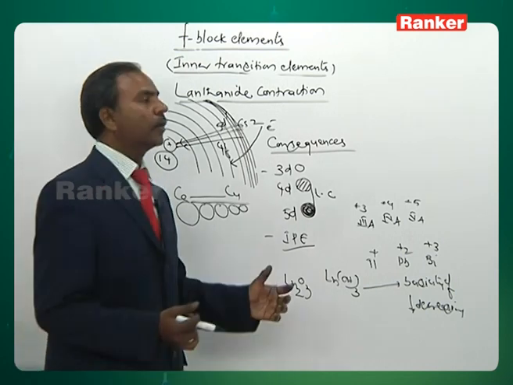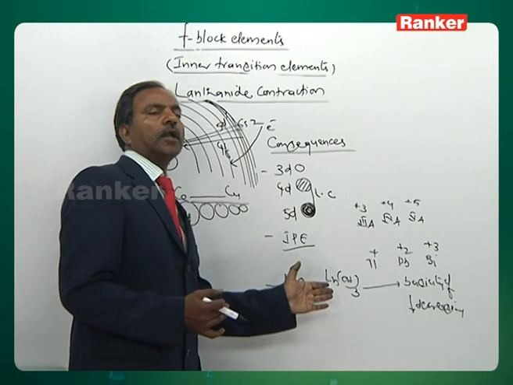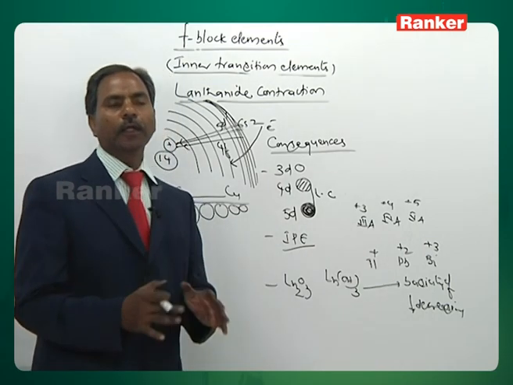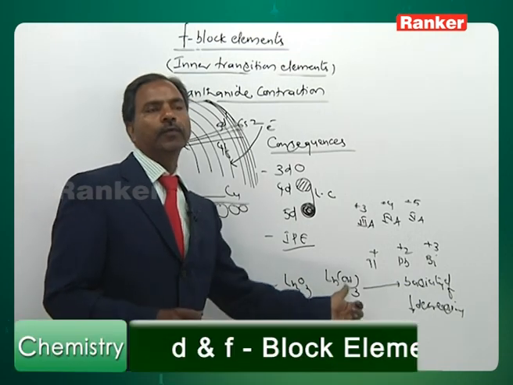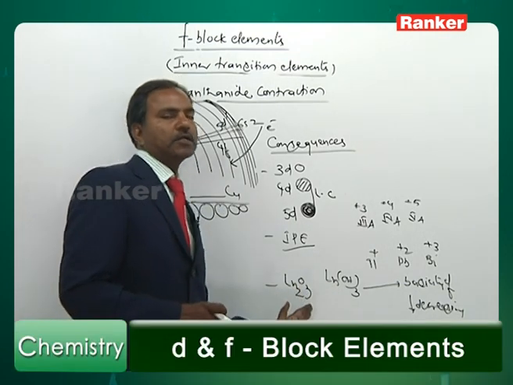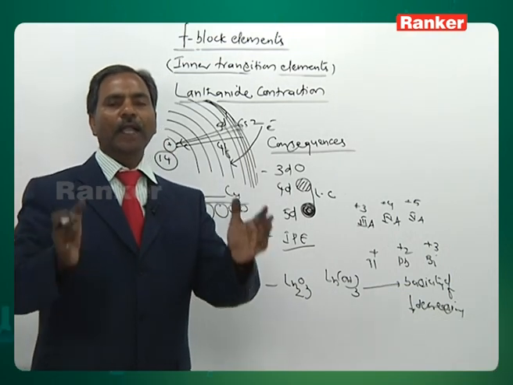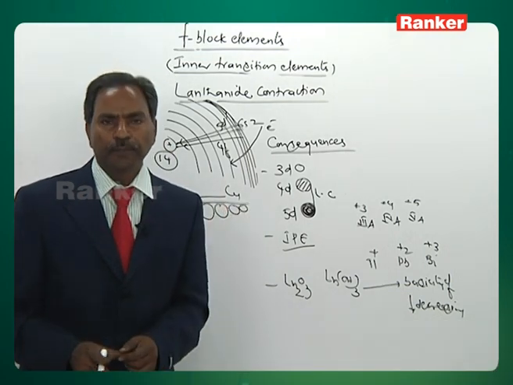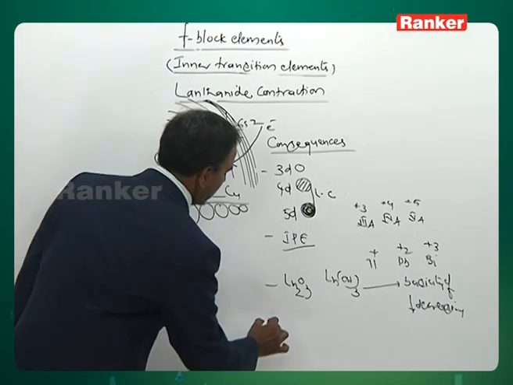Why decreasing? Once atomic size is decreasing, the strength of the lanthanum to OH bond becomes more. It cannot be easily ionizable. Therefore from lanthanum to lutetium, the basicity of oxides and hydroxides gradually decreases. What can you conclude now? Lanthanum hydroxide is a stronger base, but lutetium hydroxide is a weaker base.